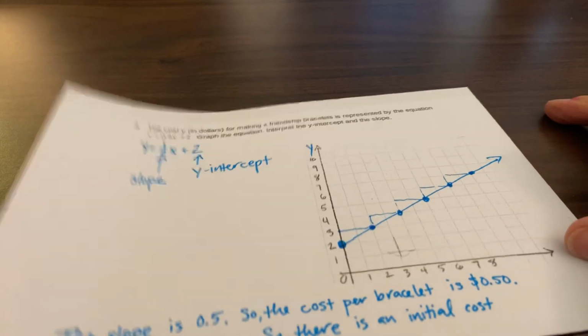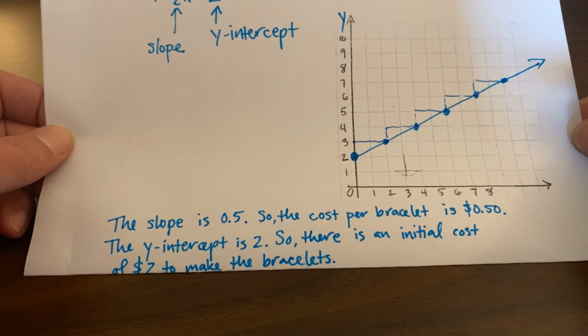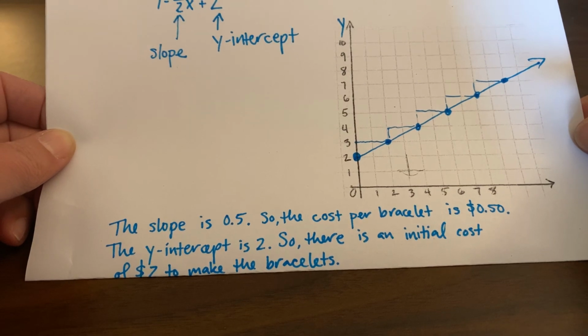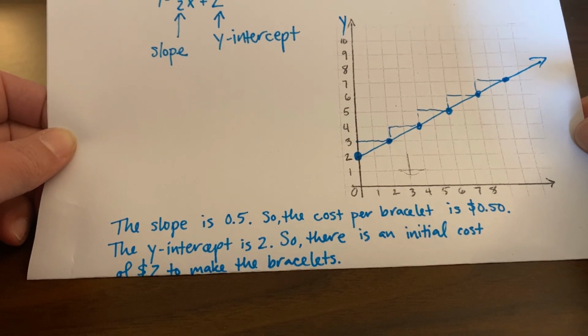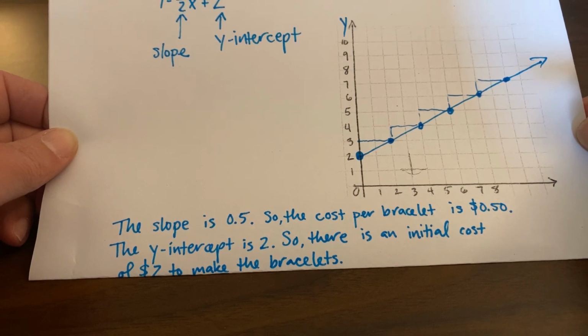Now we also needed to interpret the y-intercept and the slope. The slope is 0.5, so the cost per bracelet is 50 cents. And the y-intercept is $2, so there's an initial cost of $2 to make the bracelets.